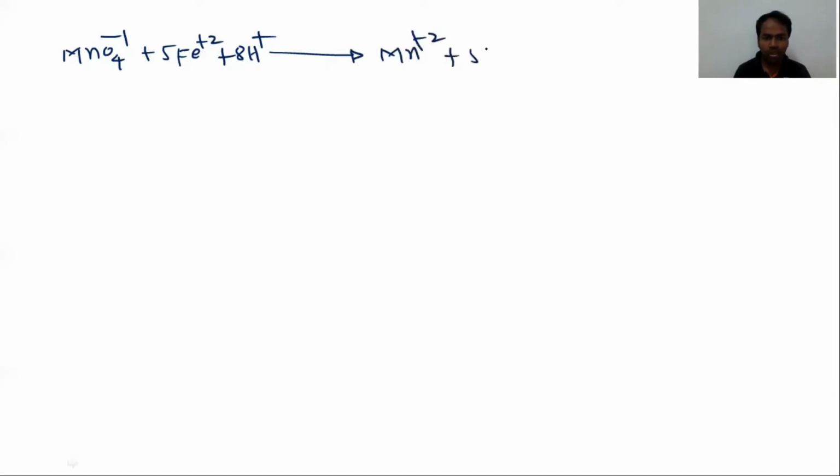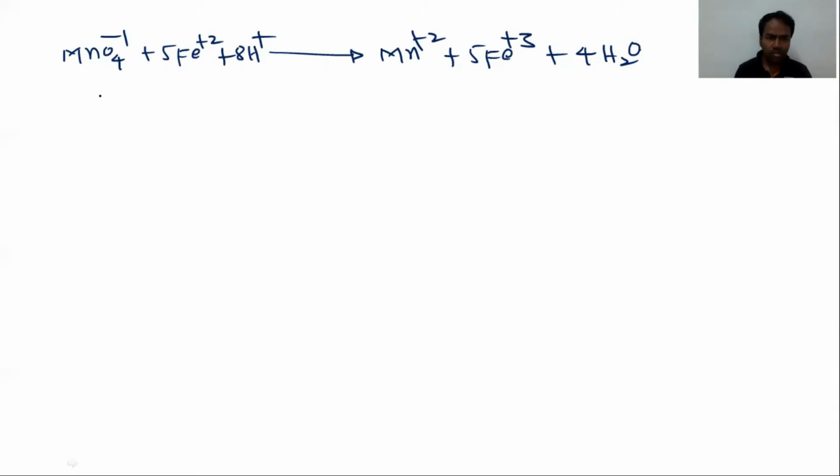Now balance the redox reaction in basic medium. So write the balanced equation in acidic medium. Now I am writing the above equation. The final reaction: MnO4⁻ + 5Fe²⁺ + 8H⁺ gives rise to Mn²⁺ + 5Fe³⁺ + 4H2O. So this is the balanced equation, as I taught in the previous slide.